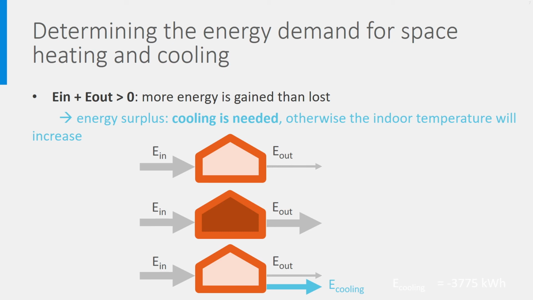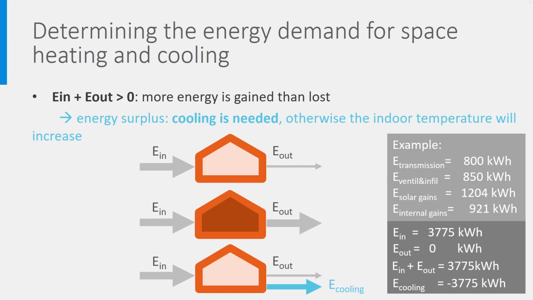Let's take again the example of a building with indoor temperature 20 degrees Celsius and take a warm day in the year where the transmission energy is 800 kilowatt hour. Ventilation and infiltration are 850. Solar gains are 1204 and internal heat gains are 921 kilowatt hour. So, the energy in consists of the solar gains, internal heat gains, and also of the transmission and ventilation and infiltration, as these are positive.